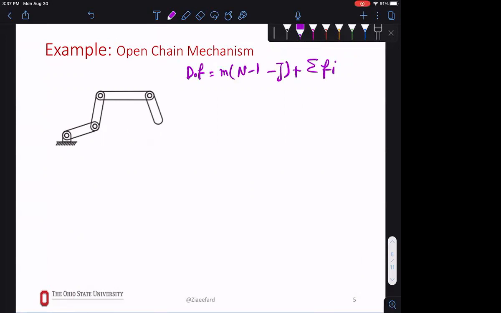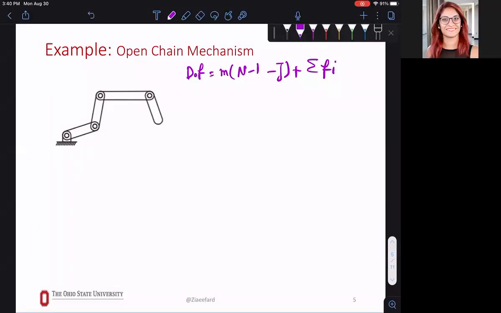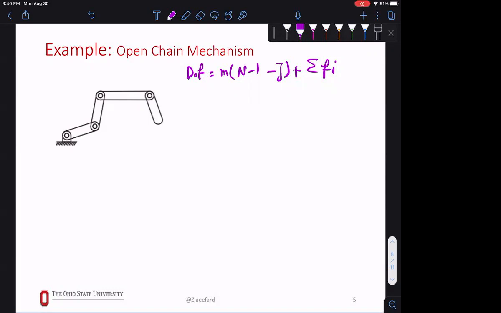So for a while, you want to have this equation handy. All right. I'm gonna pause. Okay, so this mechanism that you'll see here.